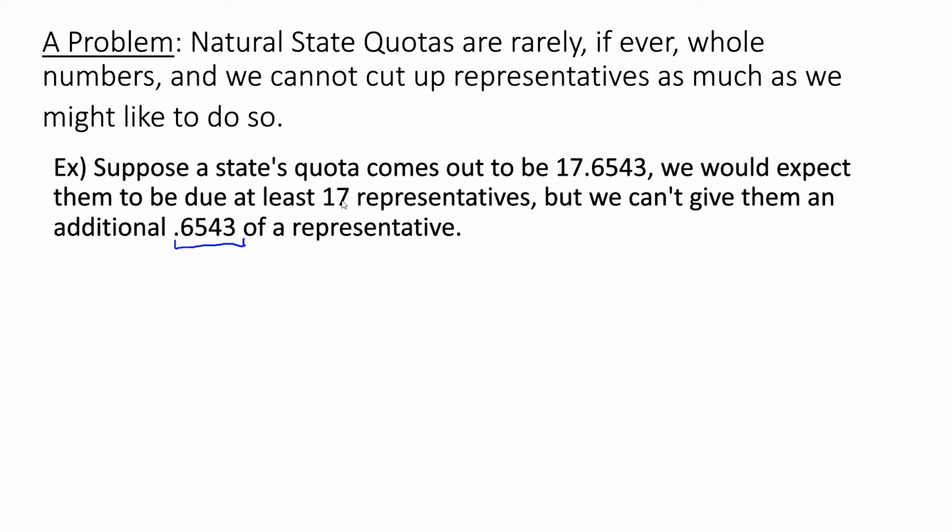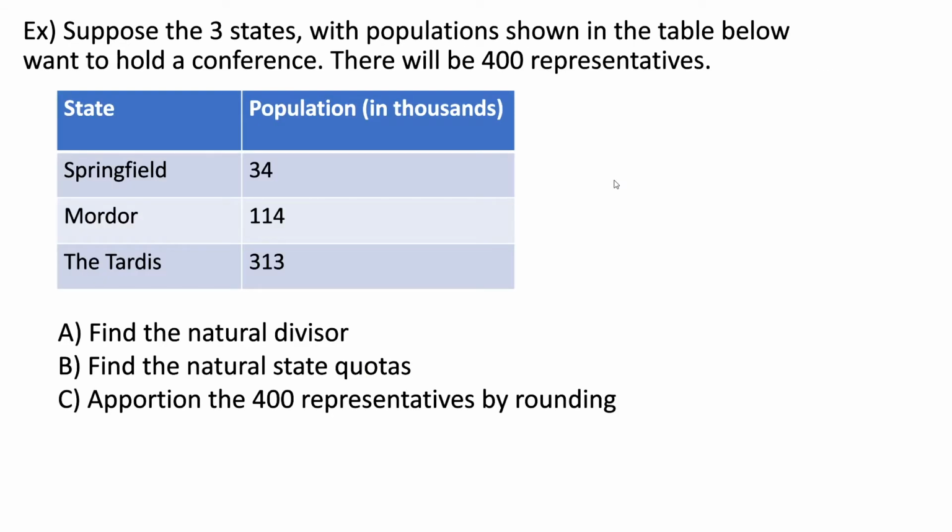They could get 17, maybe we would round this up to 18, but it's not going to be a perfect 17.6543 representatives. Now let's get to an example. Let's say we have 3 states with populations shown in the table below, and they want to hold a conference, and there will be 400 representatives. First, they're asking us to find the natural divisor, then they're asking us to find the natural state quotas. Then they want us to apportion the 400 representatives by rounding, and by rounding they mean the state quotas.